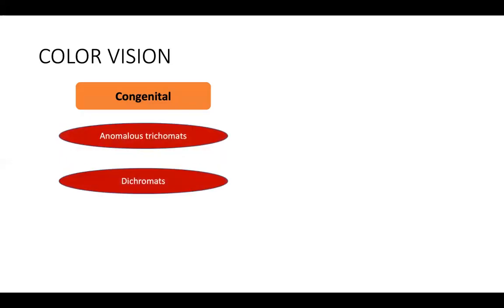Affected individuals are not truly colorblind. Rather, they differ from normal subjects in the way they perceive color and how they combine primary monochromatic lights to match a particular color. They can be classified as anomalous trichromats and dichromats.